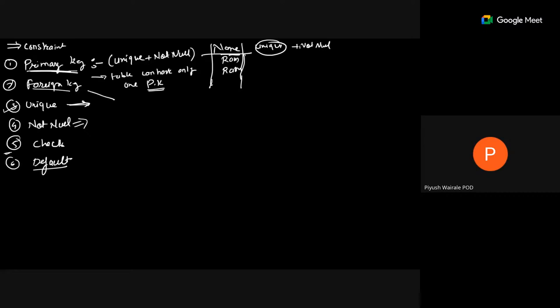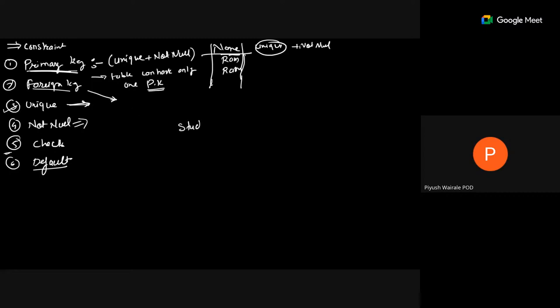What about foreign key? Sir, it's another table's primary key, and we're referencing it, so we can have multiple foreign keys. Is it necessary that the attribute should be the primary key of the other table? Yes, sir, it is necessary. Okay.